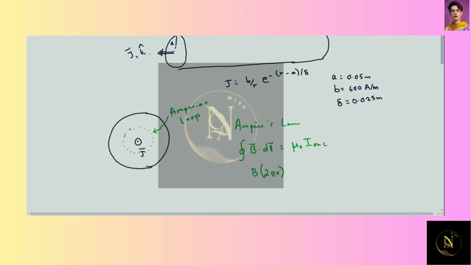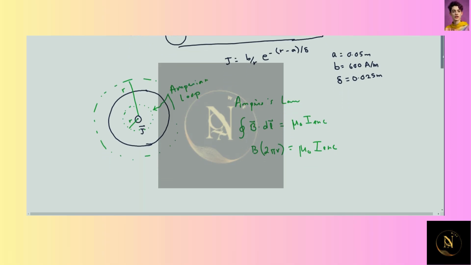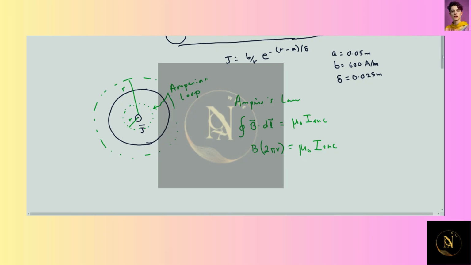And there are two such loops that you can draw a distance out r from the center. One is inside the wire, and the other is outside. And the difference between those is the amount of current that you enclose. So if you are outside the wire, what you do is you enclose the entire current that's enclosed in that cylinder. So let's put A in there.